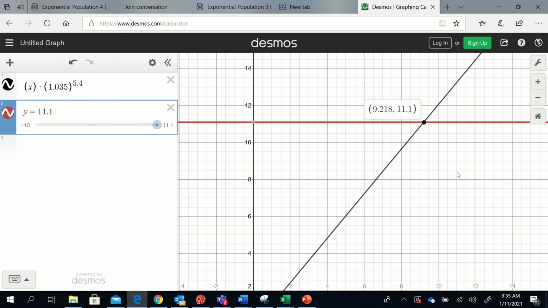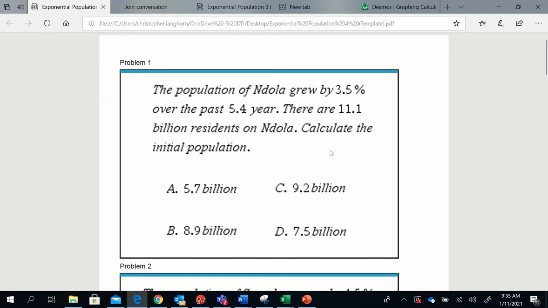Mine is crossing at 9.218. So the only one that works is 9.2. So they rounded down the population. So the answer is going to be C.